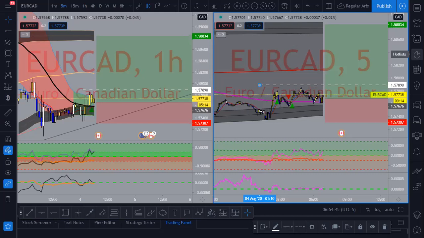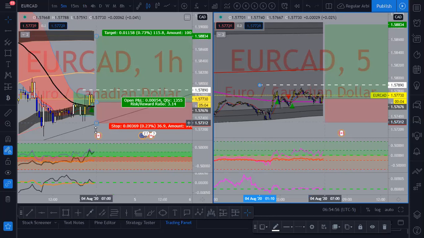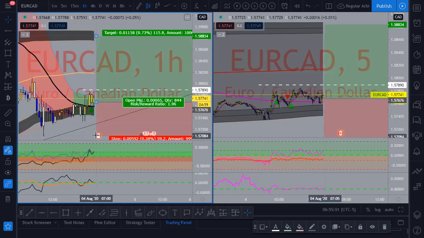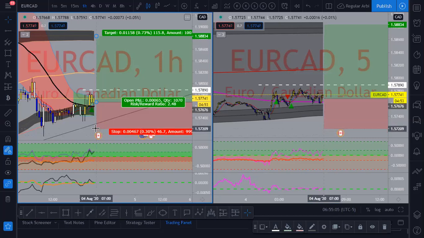So put my lot size, stop loss at 1.57300. No, I don't like 1.57300. Again, I'm going to put my stop loss a little bit lower. No, I don't like that. Right here is fine for me. 1.57220.